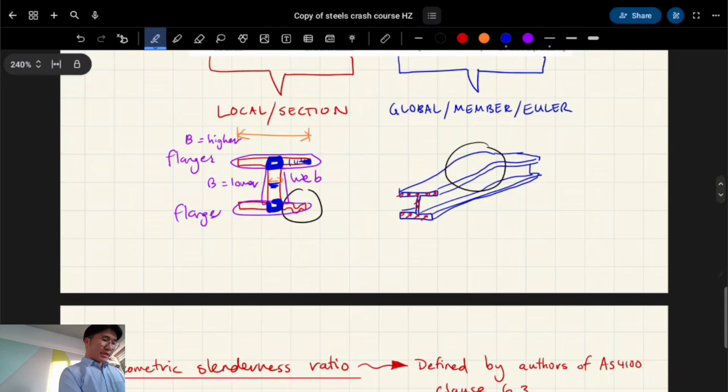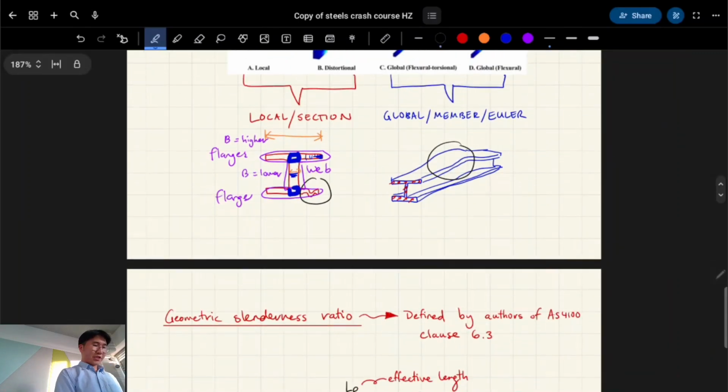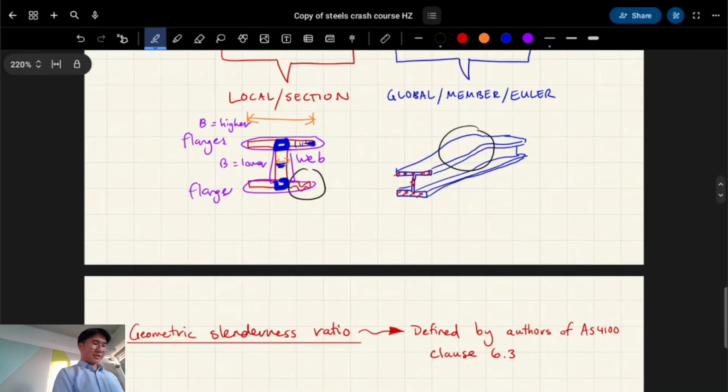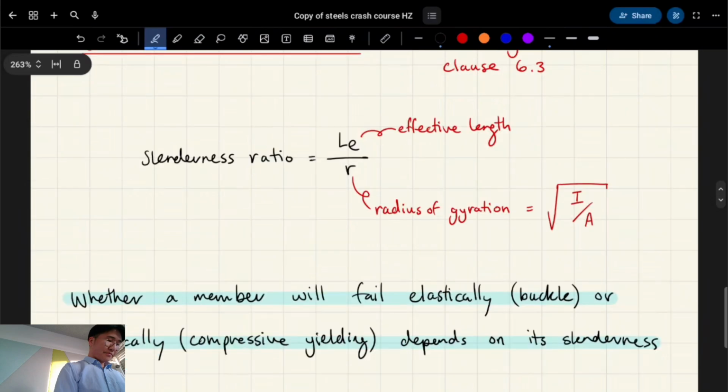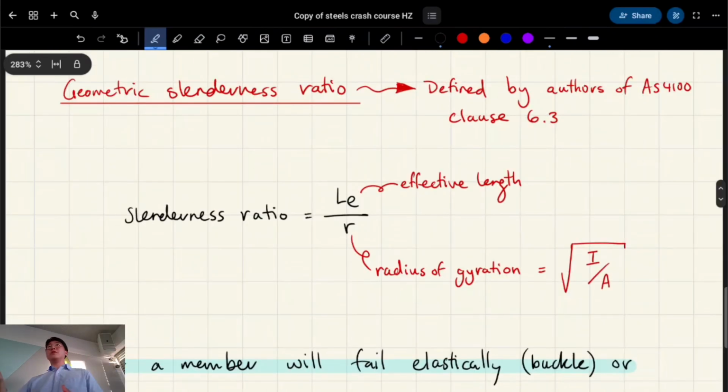Does anyone have any questions to do with that? That was to do with section buckling, right? The individual elements within the cross section. Anyway, what I said before was buckling is a function of your length divided by your width, but that's actually slightly incorrect. It's actually to do with effective length over radius of gyration.